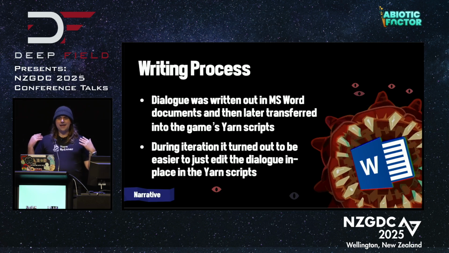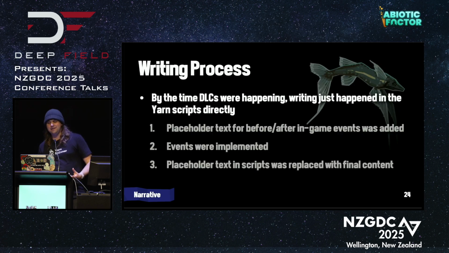But during the later development and as they were iterating on the game, it turned out to be easier to just edit the dialogue in place in those Yarn scripts. And in fact, by the time they got to the stage of making DLCs, the writing was just happening in the Yarn scripts directly. They weren't doing a stage where they did the writing and the planning and then transferred it into the game for narrative integration. They were just doing it in narrative integration from the jump. So they would write the placeholder text for before and after an in-game event takes place. They'd implement the game's event logic, and then they'd finally replace it with final content. And this style of iteration made it extremely fast to assemble a good story without having to have a huge process.